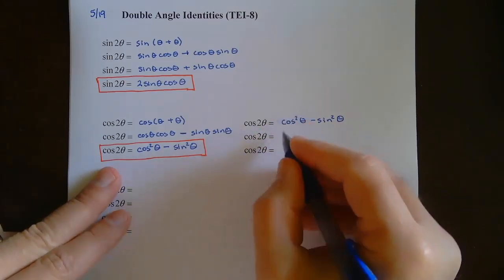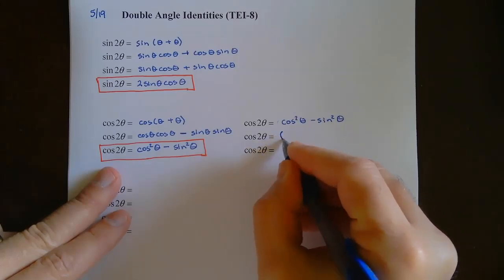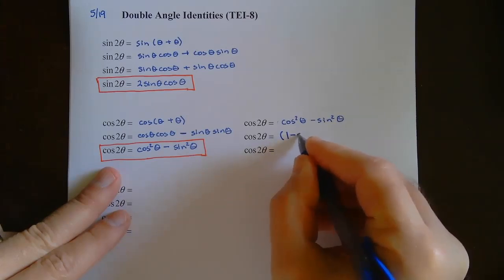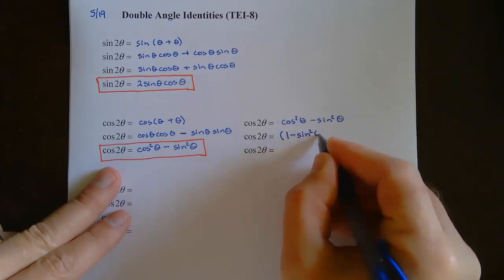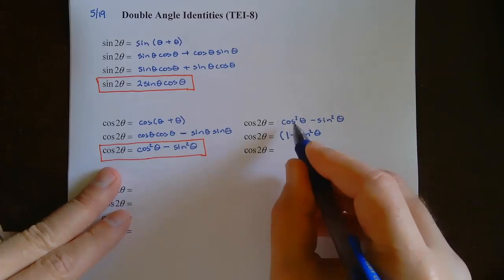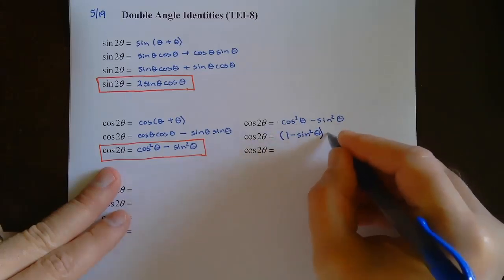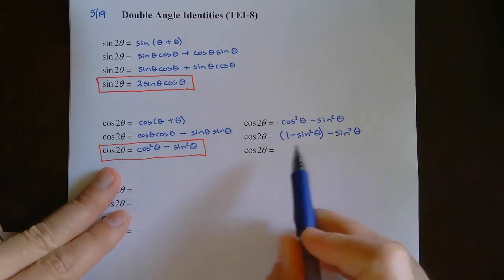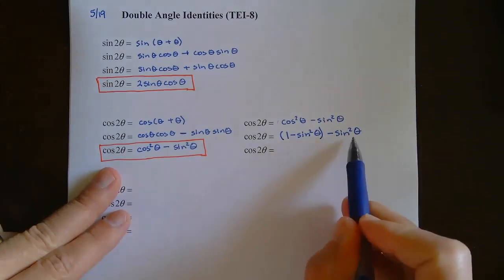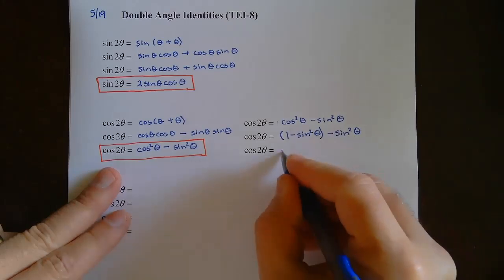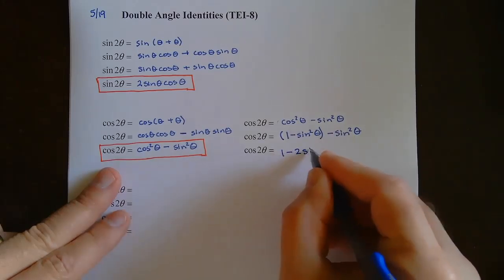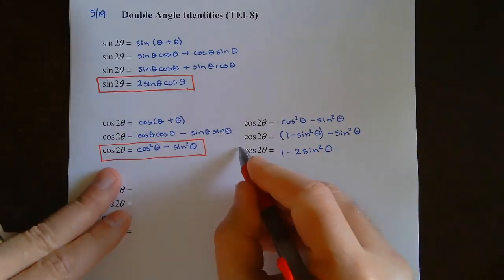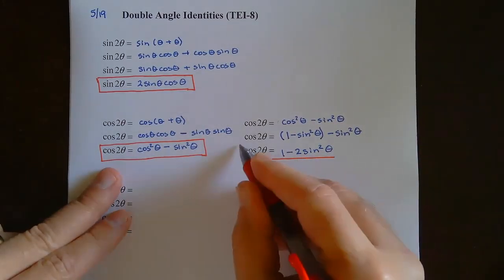This is replaced with, and I'm going to put parentheses around it just to emphasize it, though you really don't need them, 1 minus sine squared theta, because 1 minus sine squared theta is equivalent to cosine squared theta. Then minus sine squared theta. What is this telling me? It's 1 minus sine squared theta minus another sine squared theta, which is just 1 minus 2 sine squared theta. And here's the second version that we could use of cosine of 2 theta.